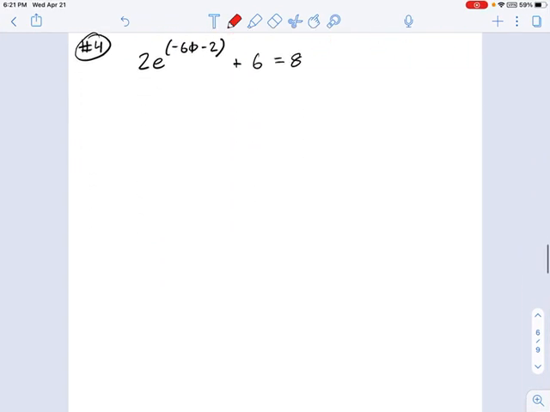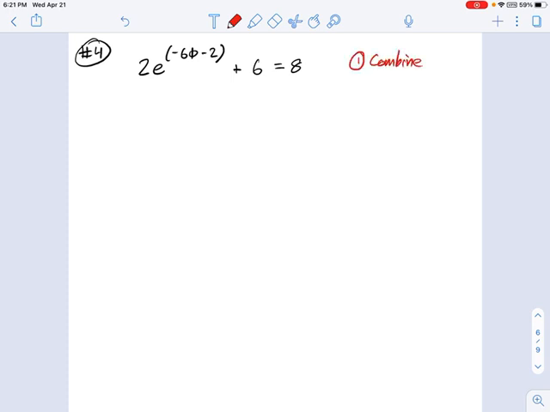Okay, one more video, and this should wrap up solving simple exponential equations with logarithms. So I'm looking at 2 times e to the negative 6 phi minus 2, plus 8 plus 6, equals 8. So remember your first step, combine like terms. Okay, so we're going to combine like terms.